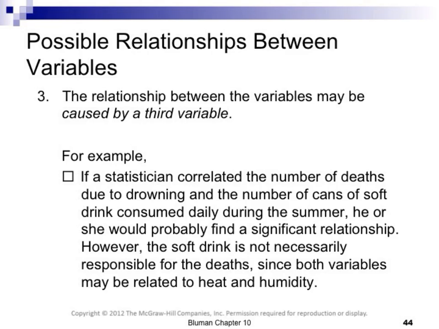Something could be caused by a third variable. In this case, the example they give, a statistician correlates the number of deaths due to drowning and the number of cans of soft drink consumed daily during the summer. And he thinks, well, there's a significant relationship there because both are going up in the summer months. But both variables could be related to heat and humidity. The fact that many people are out in the water because it's hot, and many people are drinking soft drinks because it's hot, not necessarily one related to the other.